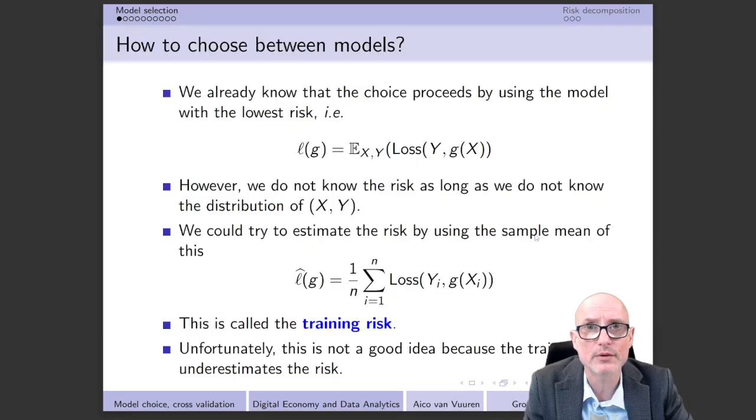Let's start with the first one, namely how to choose between models. It is good to go back to the previous video, because there I have already been looking at different kinds of models. We have already looked at k-nearest neighbors and ordinary least squares as prediction methods that we could use. In the previous video we focused especially on the situation in which the outcome variable is continuous.